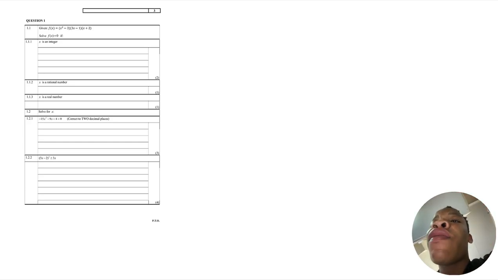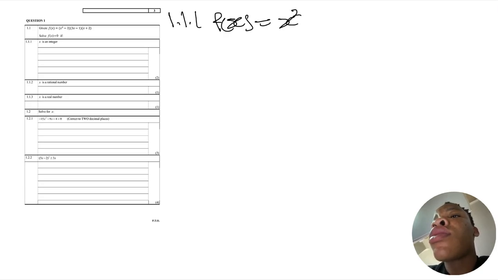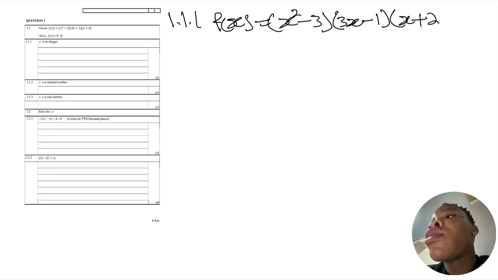1.1, they are saying f of x is equal to x squared minus 3, open the bracket, 3x minus 1, close the bracket, open the bracket, x plus 2. So 1.1.1, they are saying if x is an integer, we will have f of x is equal to x squared minus 3, open the bracket, 3x minus 1, x plus 2.